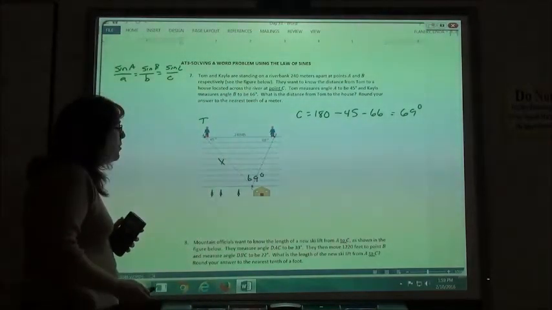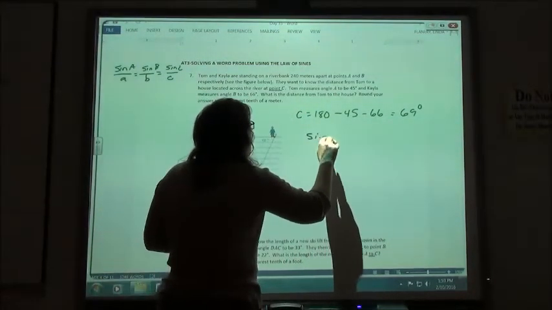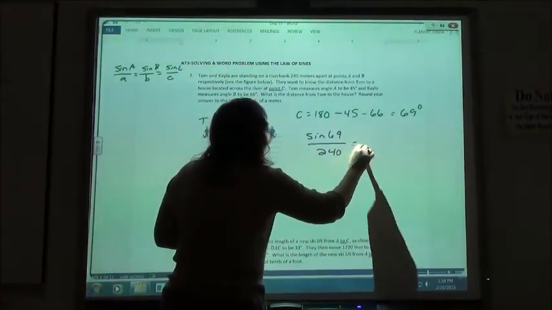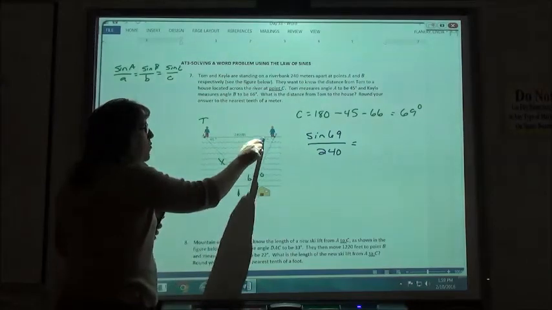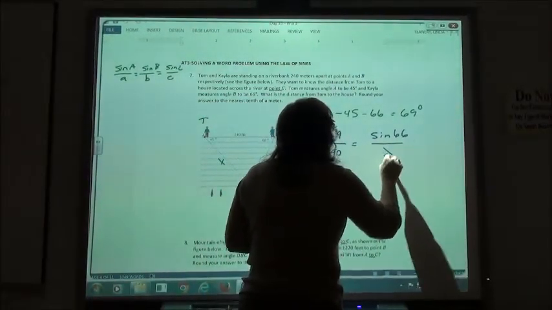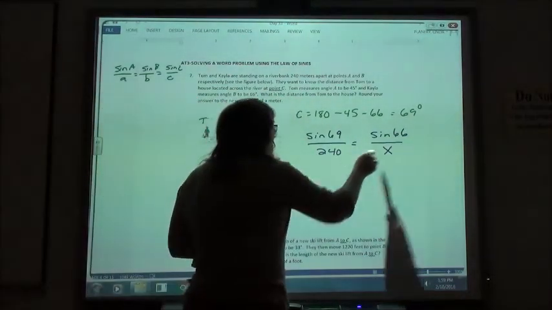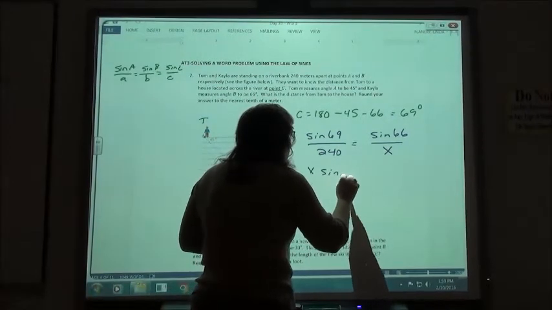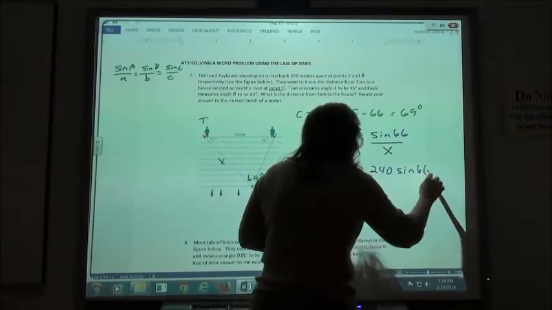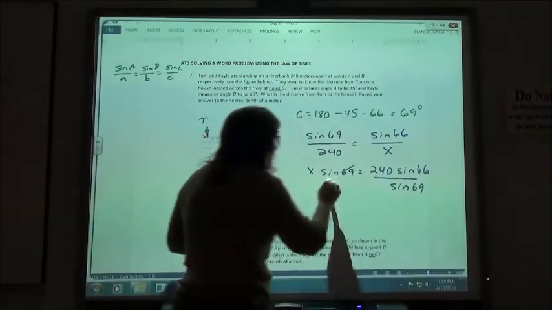We can now set up our law of sines. So, the sine of 69 over the 240 is going to equal, since we want this side here, we're going to use the sine of 66 over our x. Solving that, we would cross multiply, so we would have x sine of 69 equals 240 sine of 66, and of course then we have to divide this by the sine of 69.